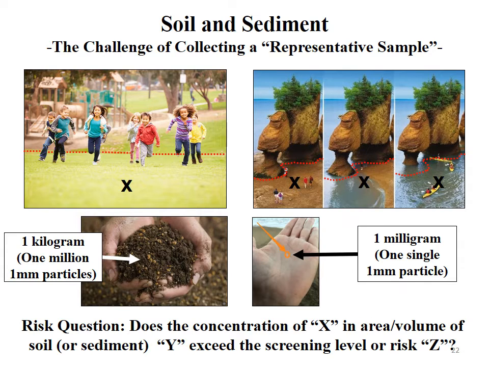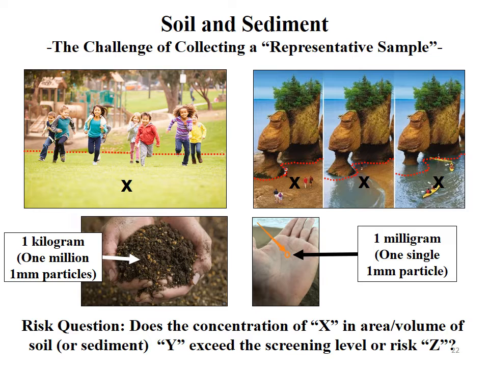This gets to be a real challenge, trying to collect a representative sample. Imagine this: you see in the bottom left-hand corner a handful of soil, which weighs about 1 kilogram. Just assuming these are all, on average, 1 millimeter particles, there are about 1 million particles of soil in that sample. Imagine handing this to the laboratory chemist and saying, tell me if there's 1 particle of PCBs in this soil, which would equal 1 milligram per kilogram, 1 ppm. Just imagine the difficulty in doing that. How are they going to even subsample that, collect to test? There are a lot of issues that come up.